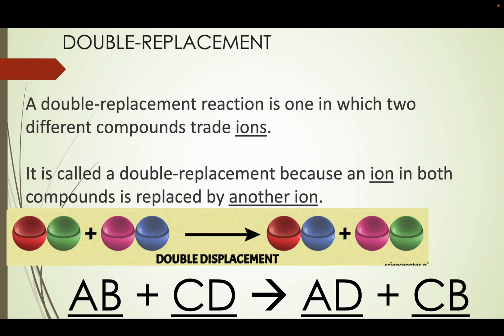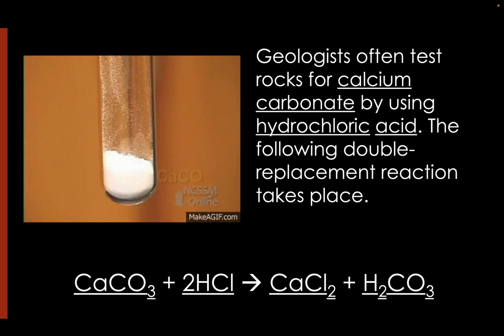Okay, so instead of looking at the picture of the balls, looking at the example formula, AB plus CD. What's going to happen is B is going to be replaced by D. So instead of AB, you have AD. And then also with CD, D is going to be replaced by the B from that first compound. So instead of CD, you get CB. So there's two different replacements going on where they are trading partners. Okay.